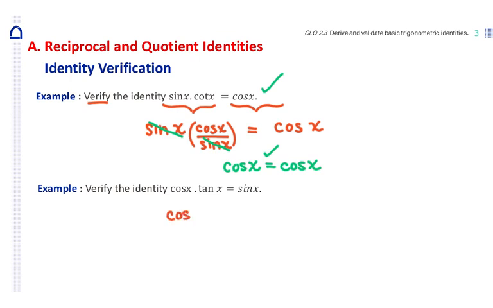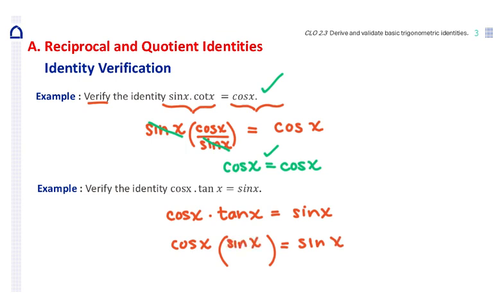Let's look at another one. We've got cosine x times tan x equals sine x. And again, often my habit is I like to change everything into sines and cosines if possible. So we'll change that tangent x to be the sine x over the cosine x. That's one of the identities. And then again, we have this situation where the cosine on top of a fraction and the cosine on the bottom will cancel, and we are left with the fact that sine x equals sine x, which everyone will agree is true, and therefore the original identity that we were trying to prove is also true.